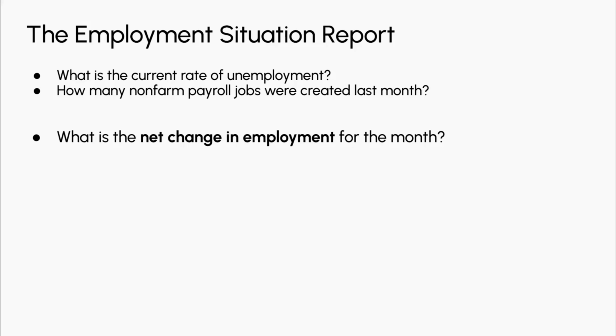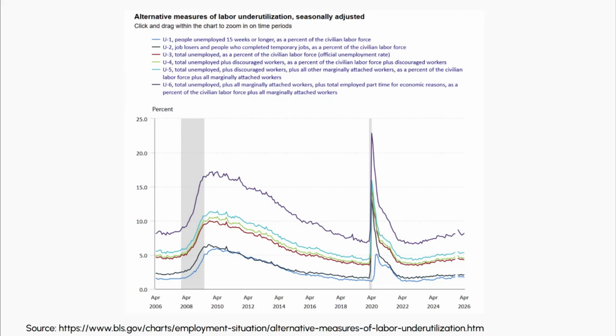If we want to get details, we need to look at the other metrics produced from the report data. On the BLS's charts page, in the Employment Situation Report section, there is an array of graphs that provide granularity into the CPS and CES data. Here are a few examples, starting with alternative measures of labor underutilization. This is the full series of U1 through U6 unemployment rates. A more in-depth explanation of these is in episode 2.